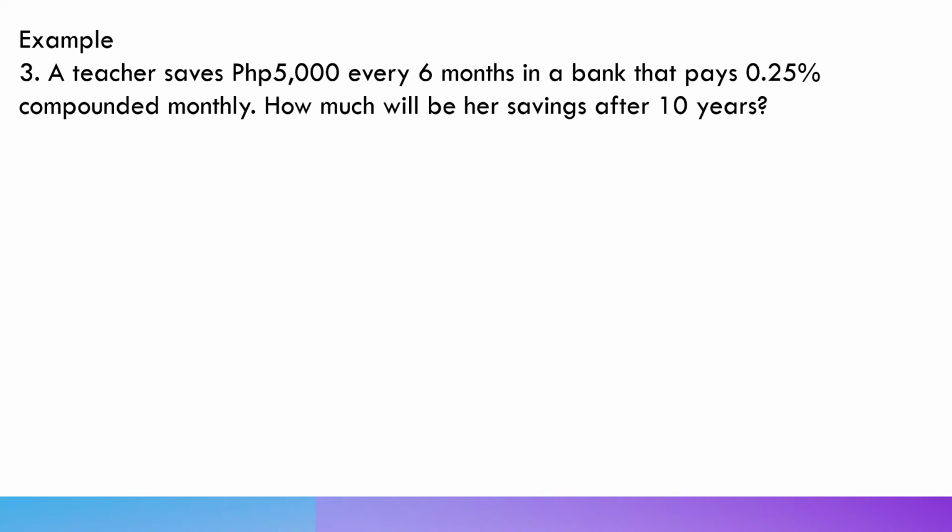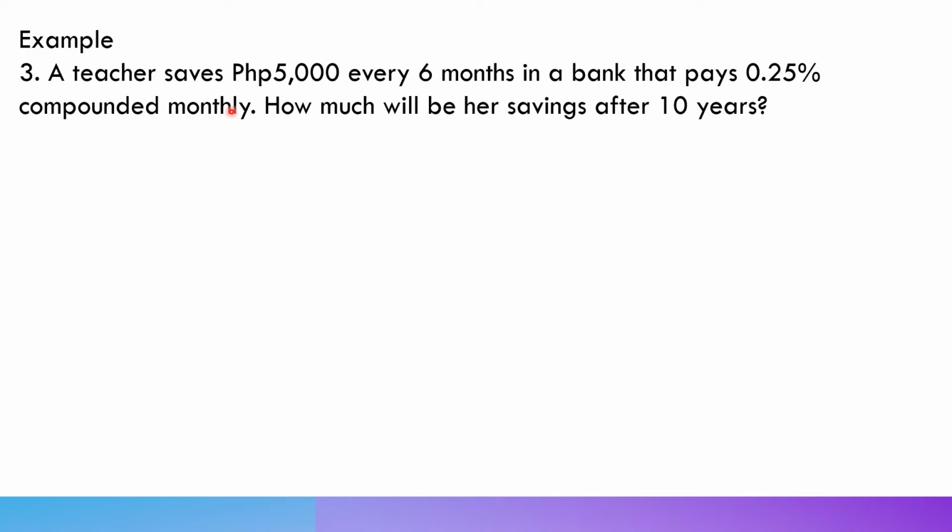So number 3 example, a teacher saves 5,000 every 6 months in a bank that pays 0.25% compounded monthly. So, yung teacher ay nag-iipon every 6 months. That means semi-annual ang pagbibigay niya ng pera, pag-deposit ng pera sa bangko. But the bank offers 0.25% compounded monthly interest. The question is, how much will be her savings after 10 years?